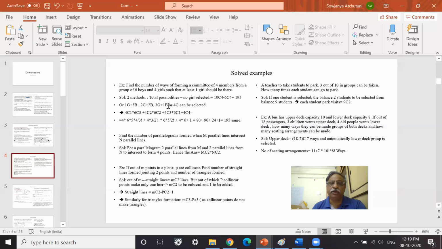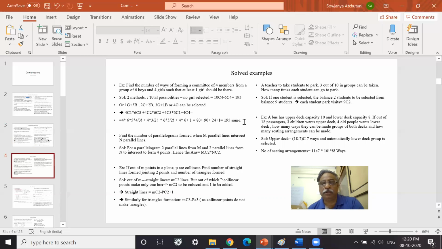3 girls, 1 boy left over, 4 girls. So I'm making this combination. 1 girl from 4 girls is 4C1 ways, 3 boys from 6 boys is 6C3 ways. Similarly, 2 girls 4C2 into 6C2, 4C3 into 6C1, 4C4. So when I add this, I'm getting the same 195.